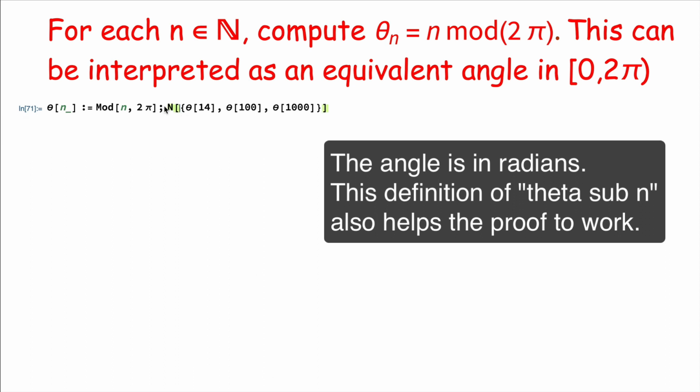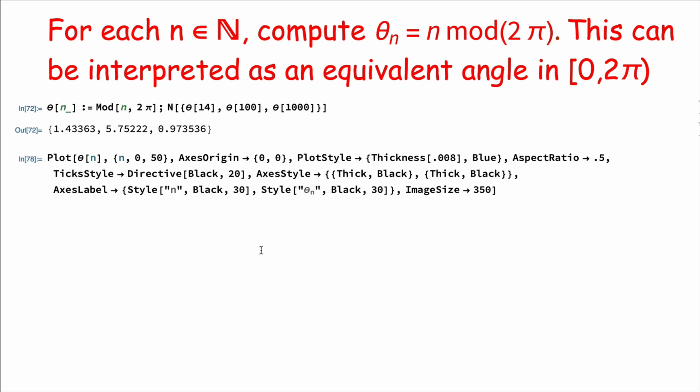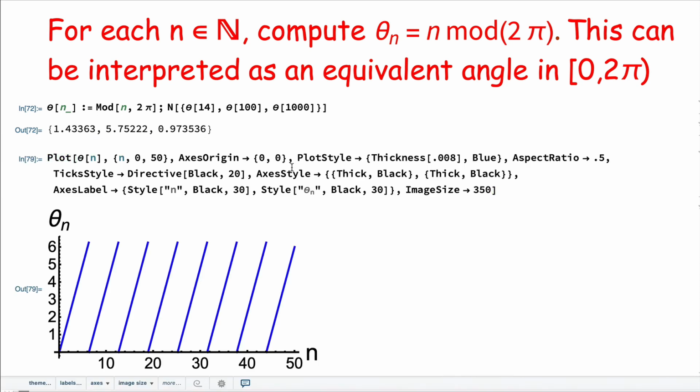In Mathematica, we can use the function Mod[n, 2 pi] to do it, and here are some representative values for n equals 14, n equals 100, and n equals 1000. Numerically, we get 1.43, 5.75, and 0.97 as the equivalent angles in the interval from 0 to 2 pi in radians. If we plot this function, we get a piecewise continuous function that has jump discontinuities at multiples of 2 pi, and you can see the output is always in the interval from 0 to 2 pi.